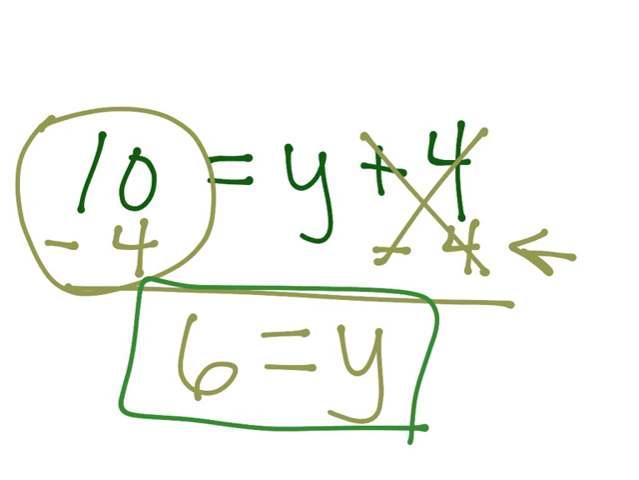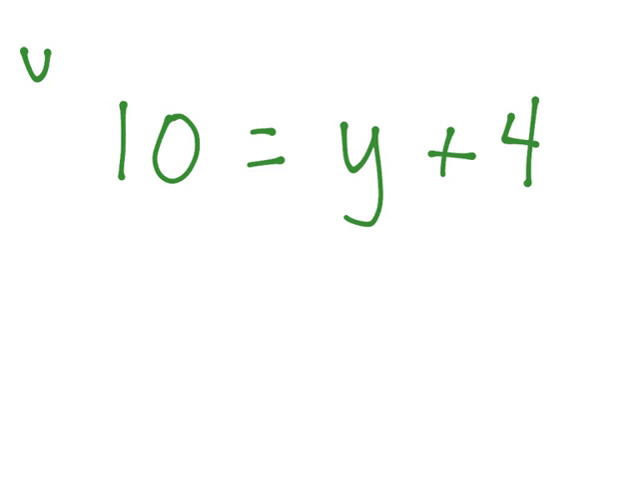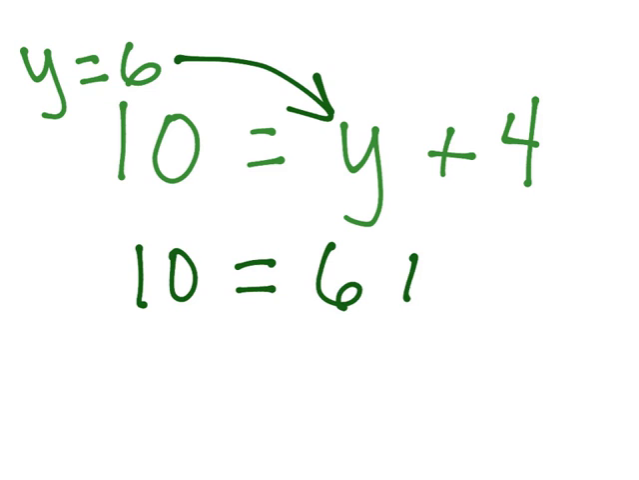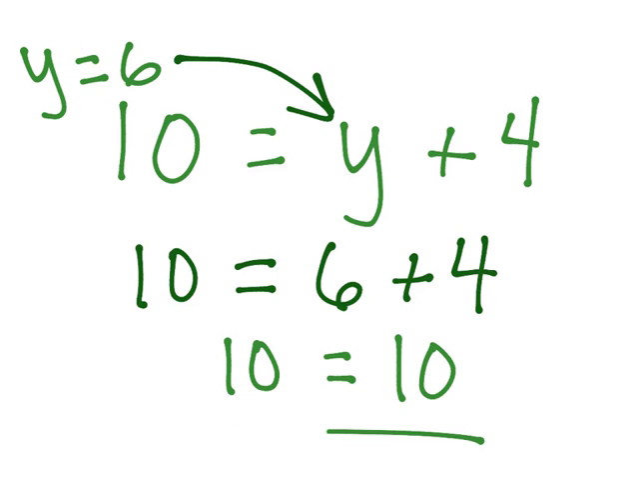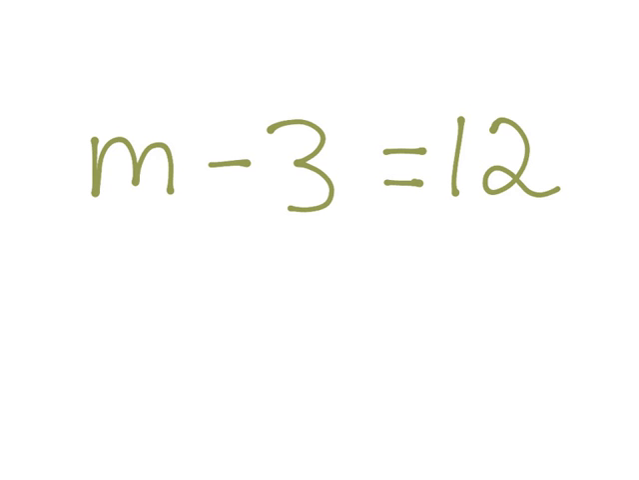All right, one way to check yourself, and we said y equals 6. So if we just replace, so 10 equals 6 plus 4, and we can simplify that into 10 equals 10. If they actually, in fact, do equal each other, then you know you got that correct. All right, let me show you one more.